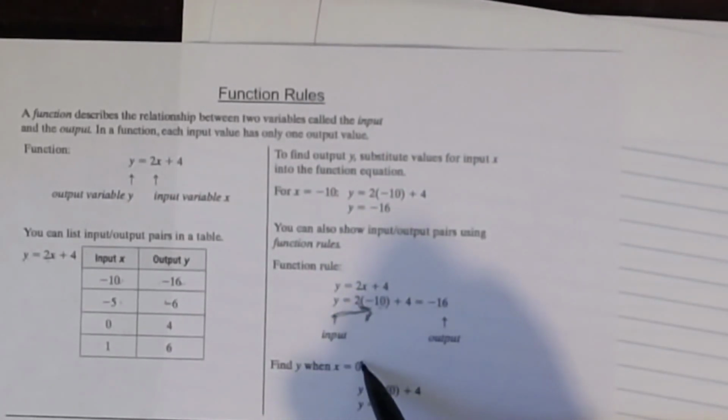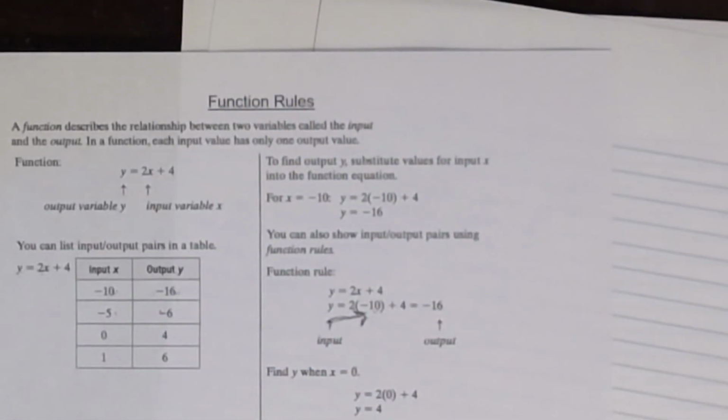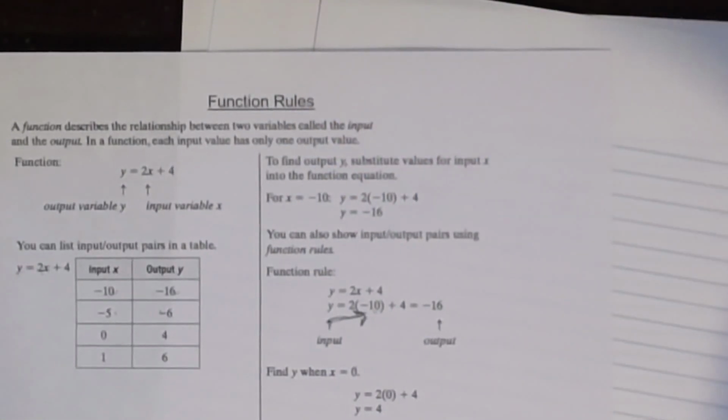And whenever they say find y when x is 0, it's basically telling you: what is your output when you put x equal to 0, or when you put 0 in as your input? That's basically what it is. They're telling you, but they're just saying it in a different way. So whenever they say find y when x is equal to something, they're saying, okay, what is your output when you put this number in as your input?